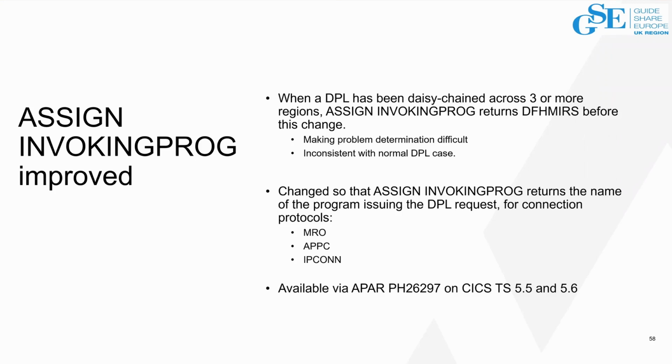So no matter how many jumps you do, it will now return the name of the invoking program. And we backported that one to 5.5 and 5.6, as that one was quite a popular request as well.